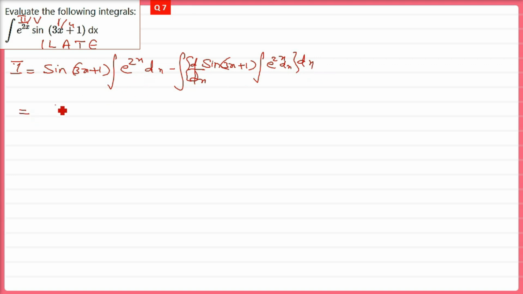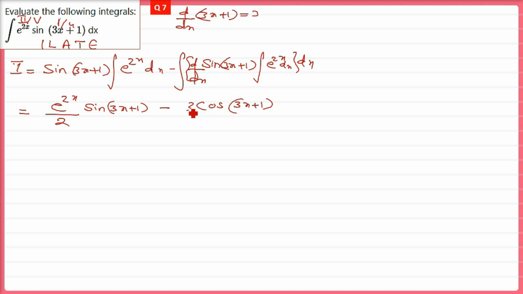So the integral of e raised to x will be e raised to x divided by 2. Sin 3x plus 1 will be sin 3x plus 1 only, because we haven't changed it, minus the differentiation of sin, which will be cos. So cos 3x plus 1 will come. And then we have to differentiate 3x plus 1 also, so 3 will come. Let me differentiate it separately just to make you understand. Cos 3x plus 1, then 3x plus 1 again has to be differentiated. That will give you 3. Integral of e raised to x will be e raised to x divided by 2.